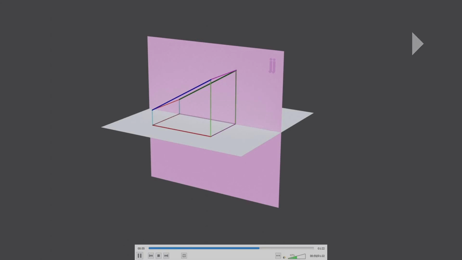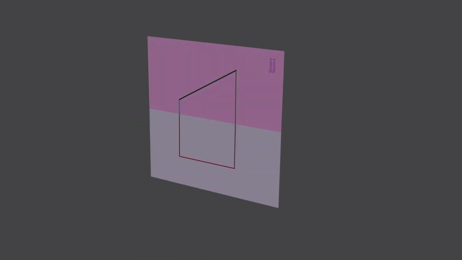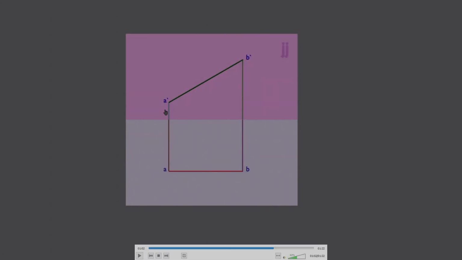Now I'll switch off the lights and remove the lines from there. Now you can see the orthographic drawing. Look at this orthographic drawing. This is the front view, which is marked as A prime, B prime, and this is the top view, which is marked as AB. Now if you look at this, you can see that A prime B prime is longer than AB. What was the reason?